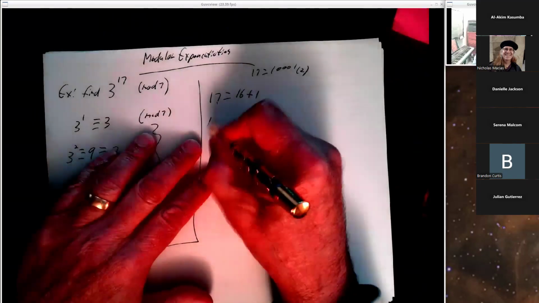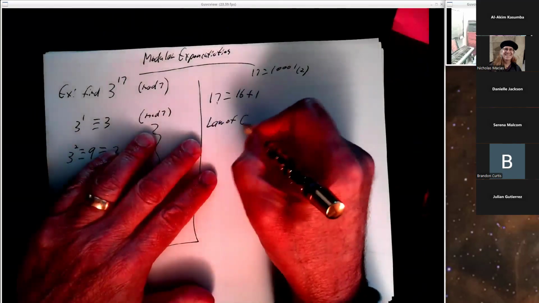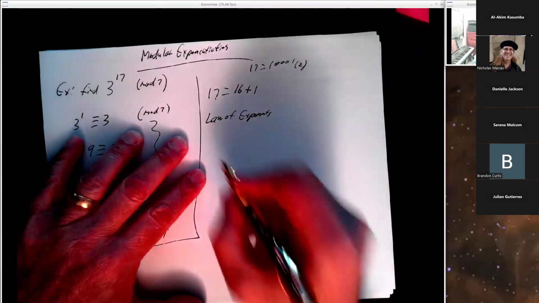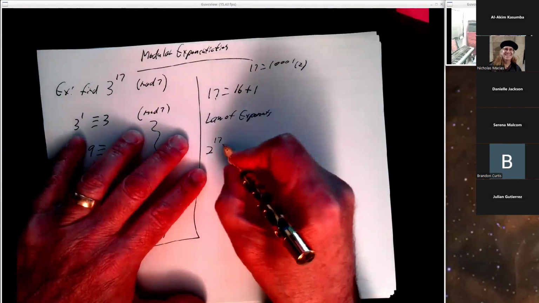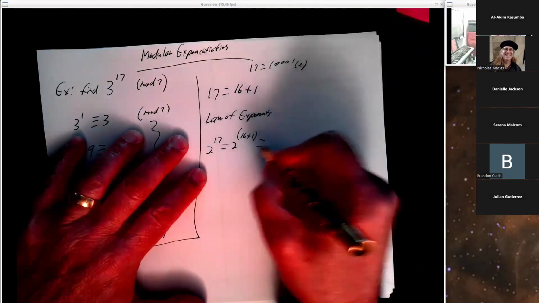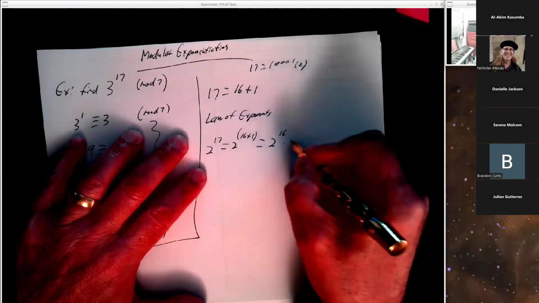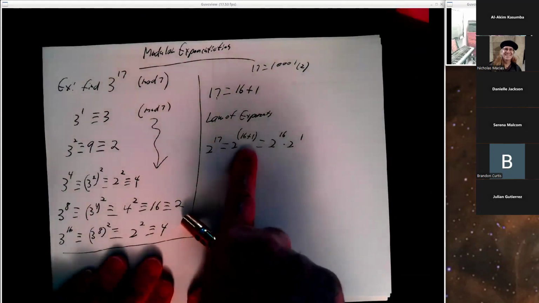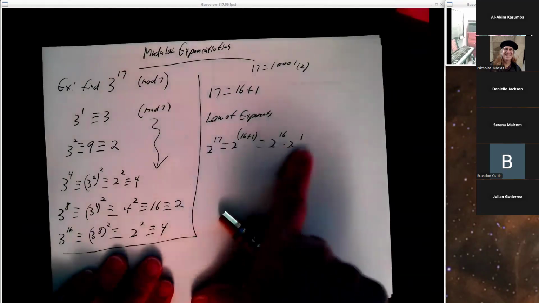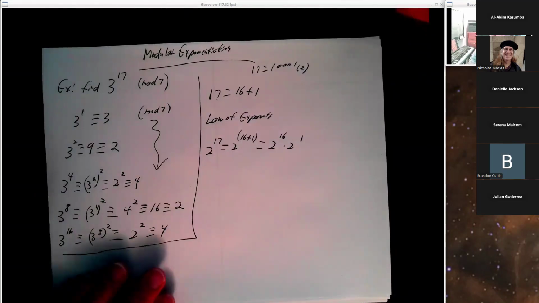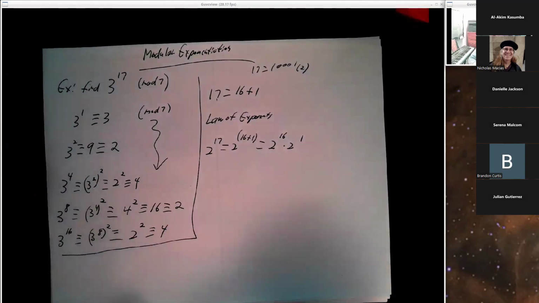And now we use something called the law of exponents, which says 2 to the 17th is 2 to the 16th plus 1. This is equal to 2 to the 16th times 2 to the first. So the law of exponents says if you have things added together in your exponent, you can break those out and multiply the pieces. So that's the second step.